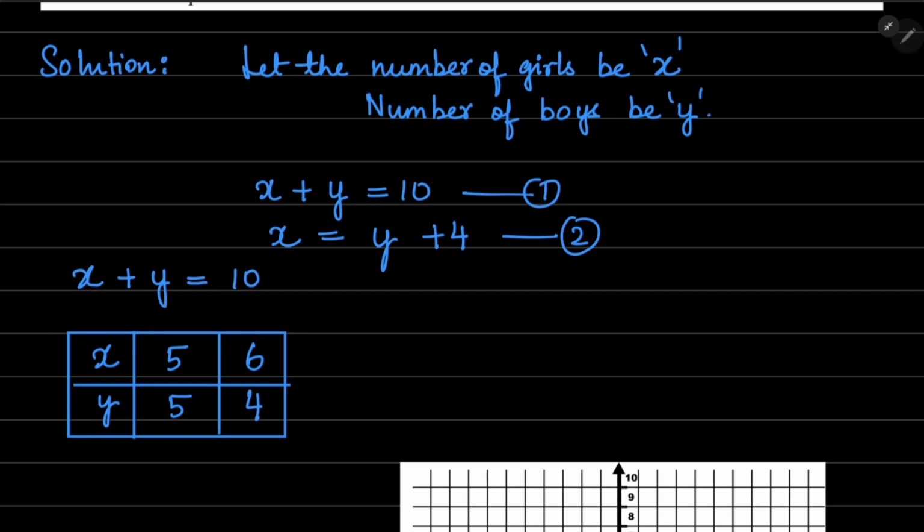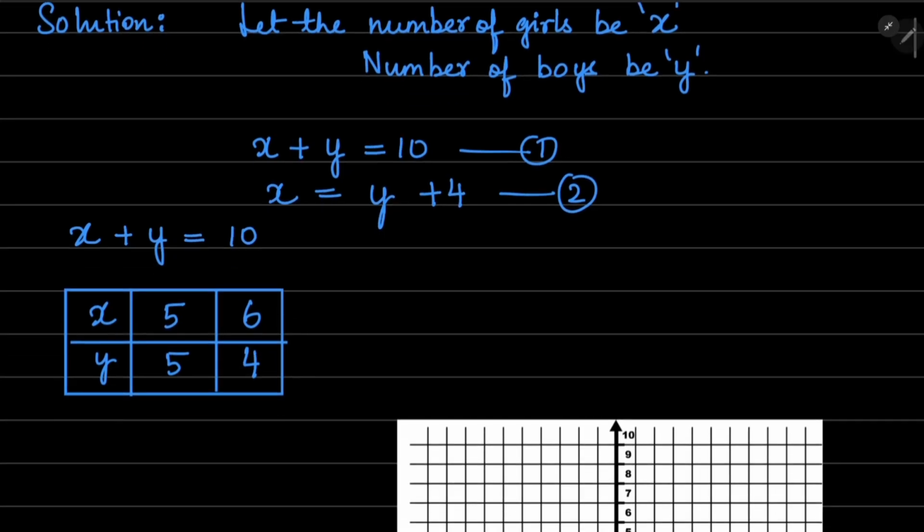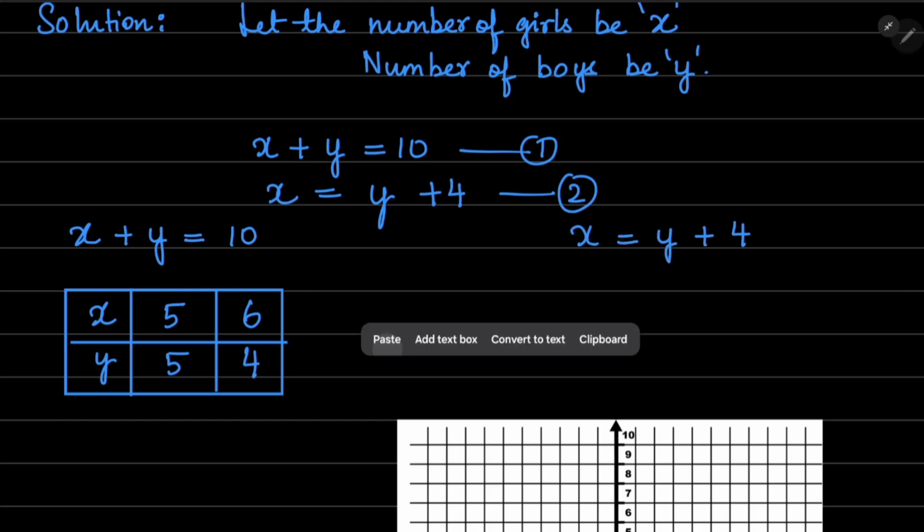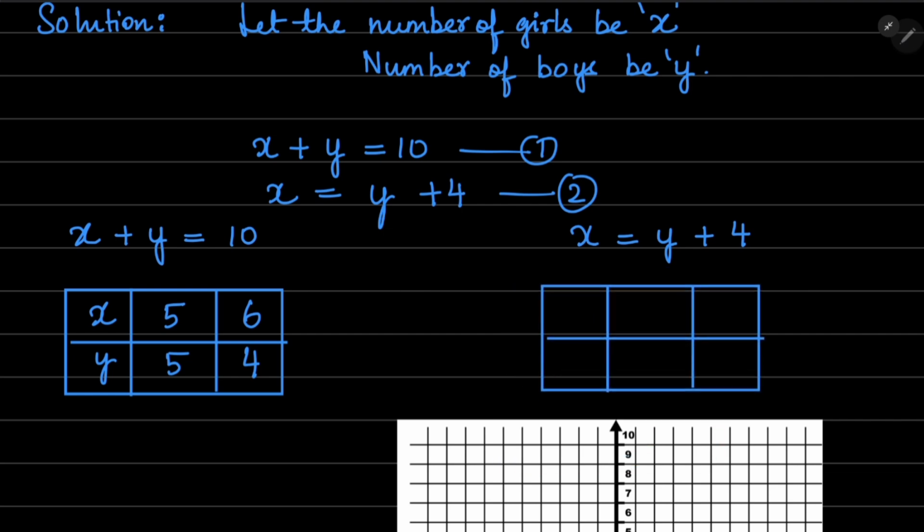So 2 points are sufficient for you to draw a straight line, and that straight line is representing this particular linear equation. Now let's move on to the second equation, that is x equal to y plus 4. This is your second equation. Now let us find out the points x comma y. Suppose your y is 0. What will be x? X will be 0 plus 4, which is nothing but 4, right?